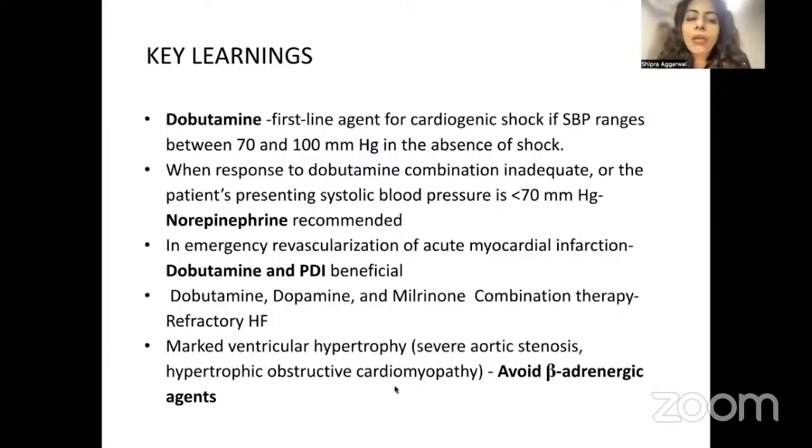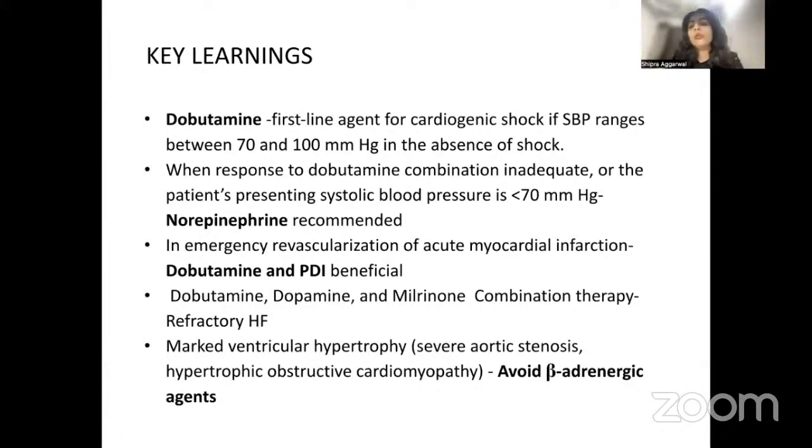So what are the key learnings after reading the individual agents? Dobutamine is the first line agent for cardiogenic shock, specifically if the systolic blood pressure is between 70 to 100 millimeters of mercury and in the absence of signs of shock. But when a patient is not responding to dobutamine, then noradrenaline should be used, either alone or in combination with dobutamine, specifically if there are symptoms of shock and also if the systolic blood pressure is less than 70. In emergency revascularization of acute myocardial infarction, dobutamine and phosphodiesterase inhibitors are beneficial.